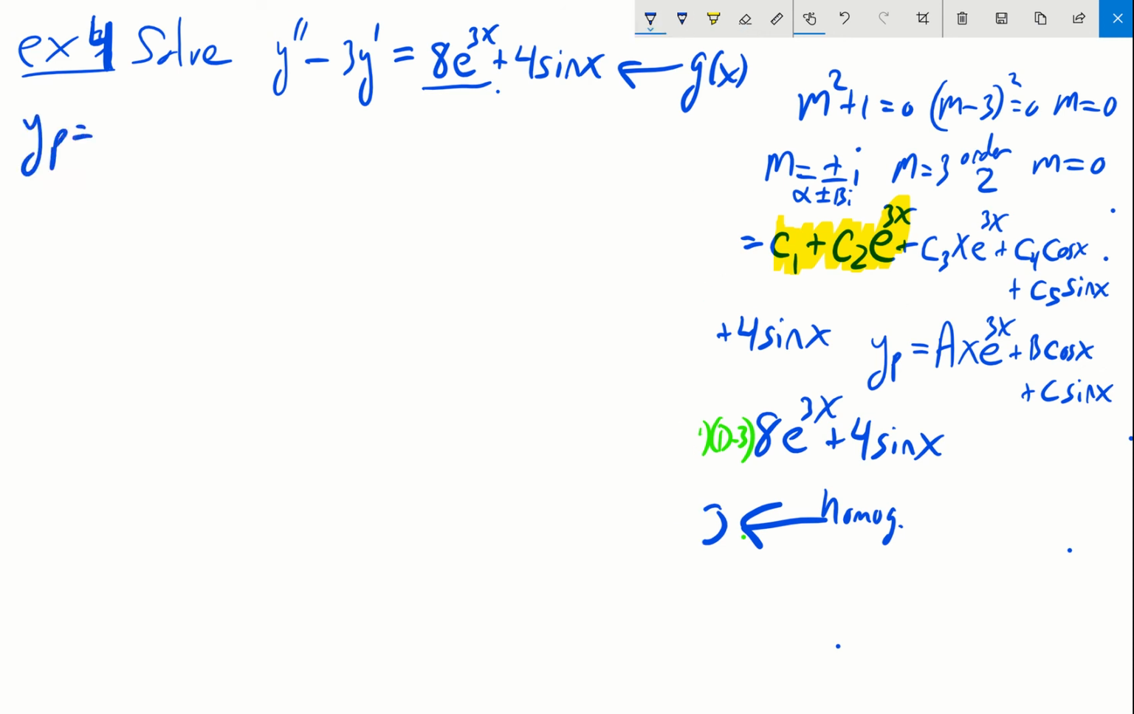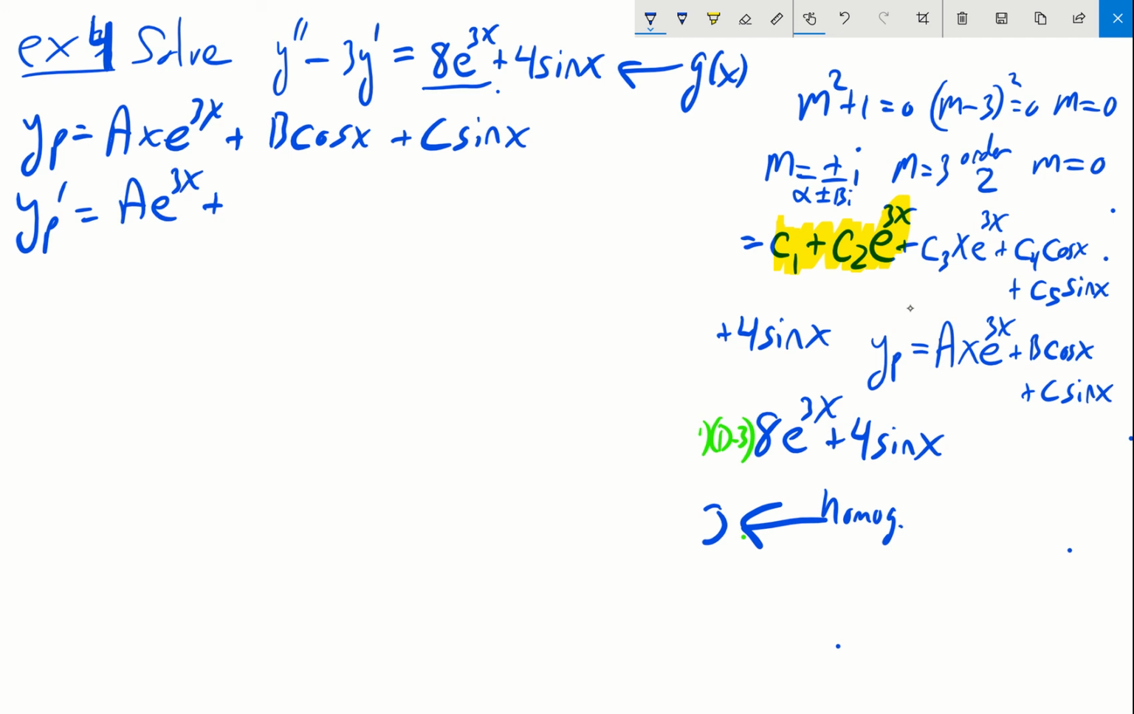So y sub p, we said a moment ago, it's Ax e to the 3x plus B cosine x plus C sine x. Y prime, if you use a product rule for the first piece, it's going to be A e to the 3x plus 3Ax e to the 3x minus B sine x plus C cosine x. That would be our first derivative.